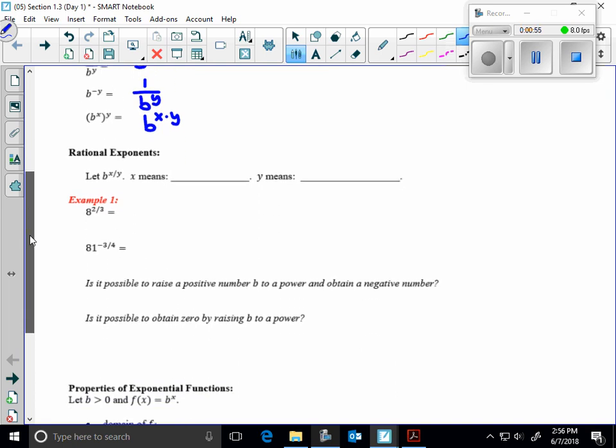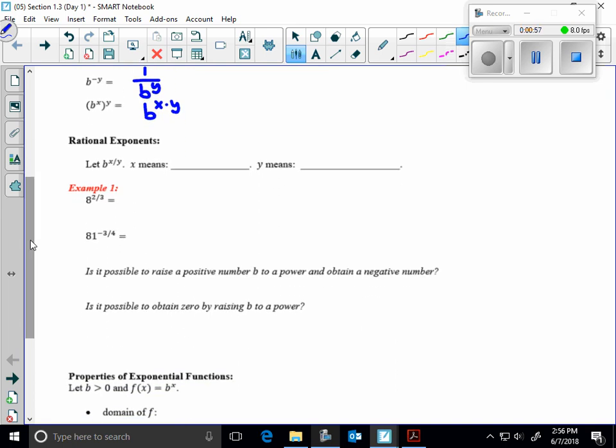In a rational exponent, b to the x over y, x is the power, and y is the root. So example, I'd like to rewrite this. There's a power, there's a root. So 64 to the 1/3 power ends up equaling 4. 4 times 4 times 4 is 64.